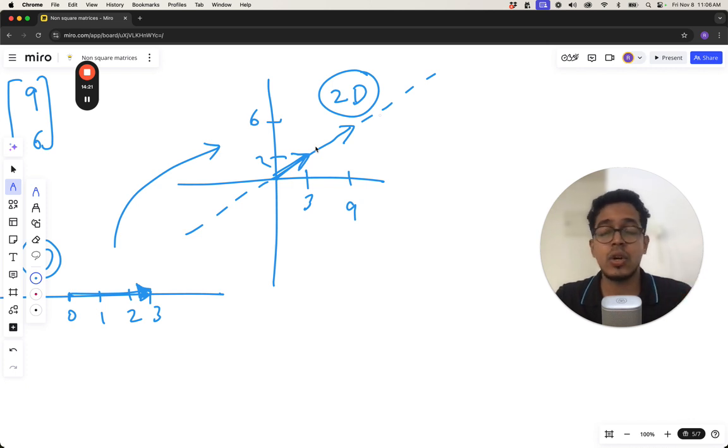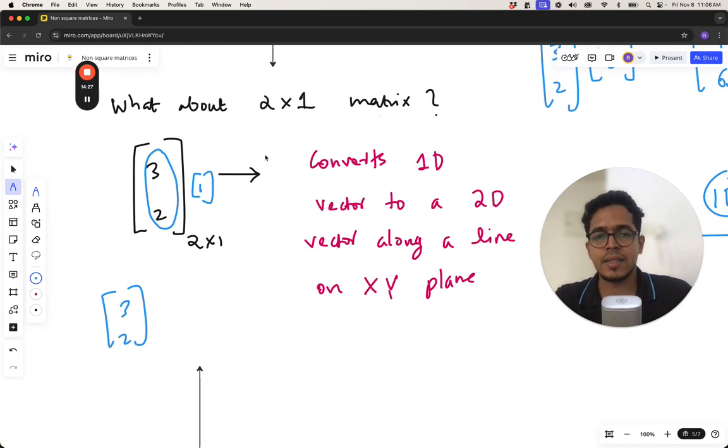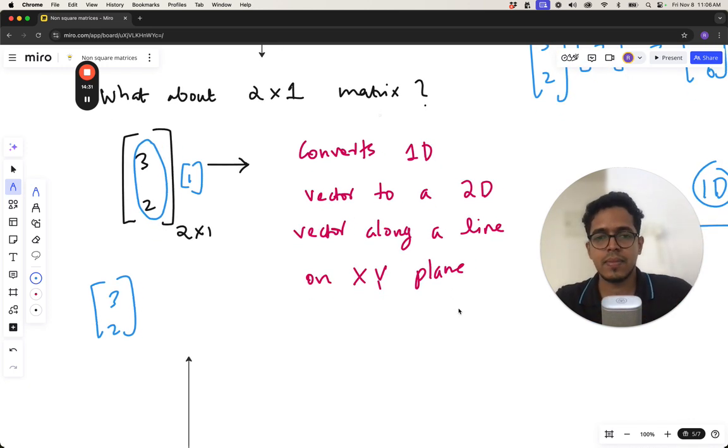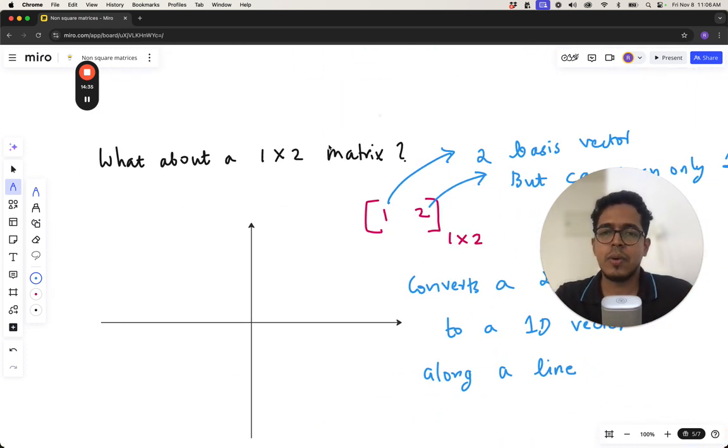So the span is not increasing. Span is still 1D. So that is the beauty of this 2 by 1 matrix. You are projecting from a line into a 2D plane, but you are spanning along a line in the 2D plane. Now what about a 1 by 2 matrix?